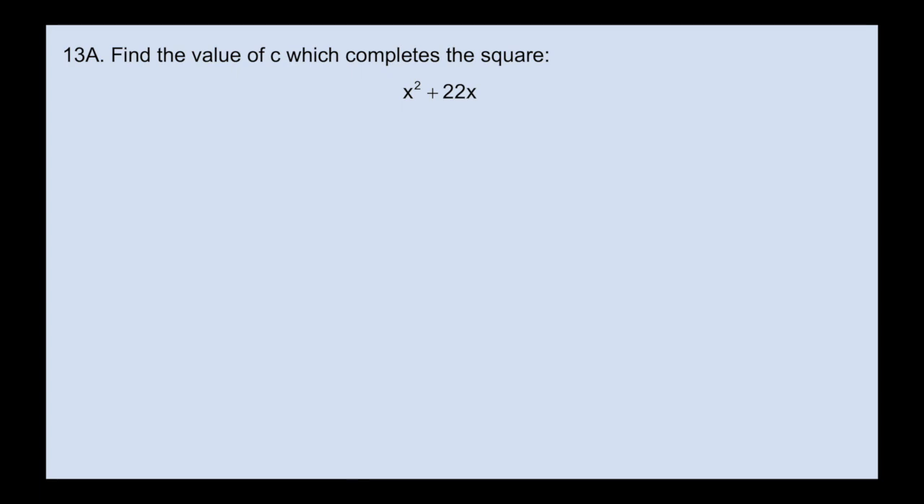On the next example, we want to complete the square. So once again, we're going to take half of our middle term there, and then we're going to square that, and that gives us 121.